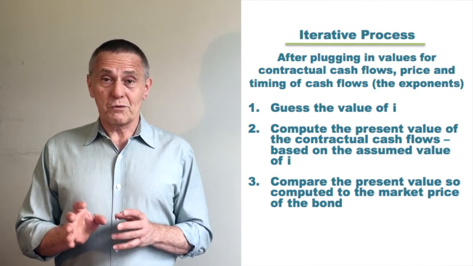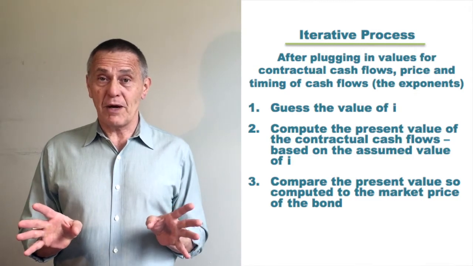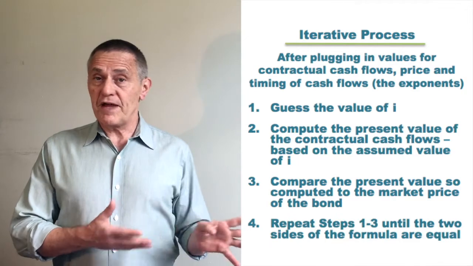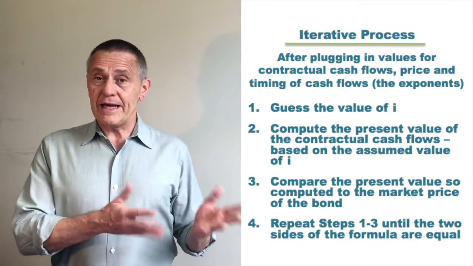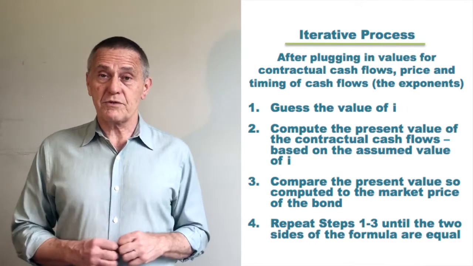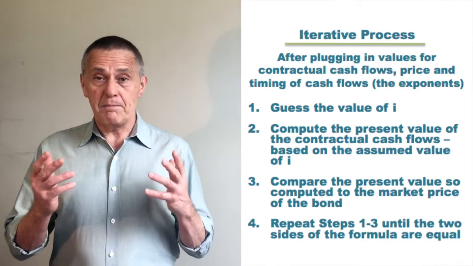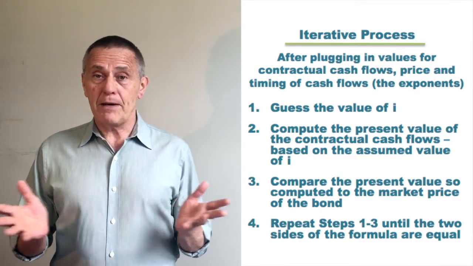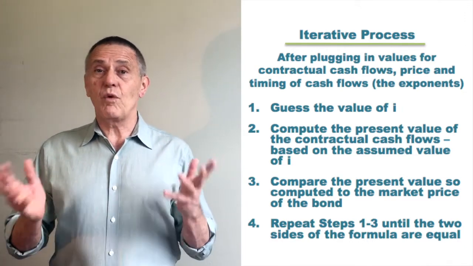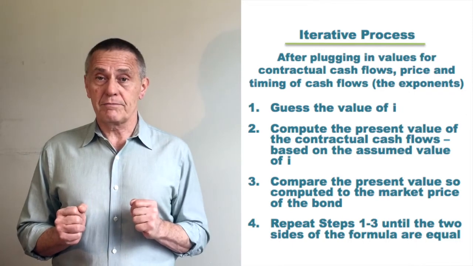Of course, in the real world, your first guess is not likely to be right, so through a process of trial and error, you keep trying different values of I until you finally guess a value of I that causes the present value of the contractual cash flows to equal the price. Again, then multiplying that by the number of compounding periods per year, you convert the periodic rate to an annual rate, and voila, we have the yield to maturity.